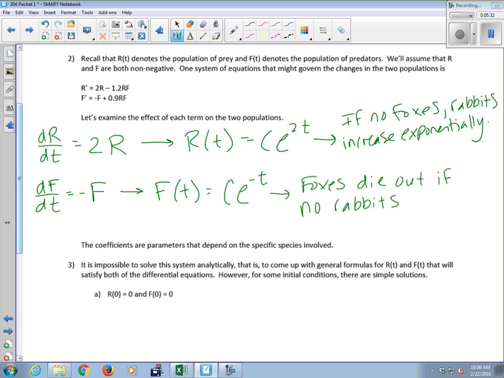What about the RF? There's an RF term in both of those equations. What do you think that tells us about? What do we call that? We call it the growth factor. What about the growth factor?